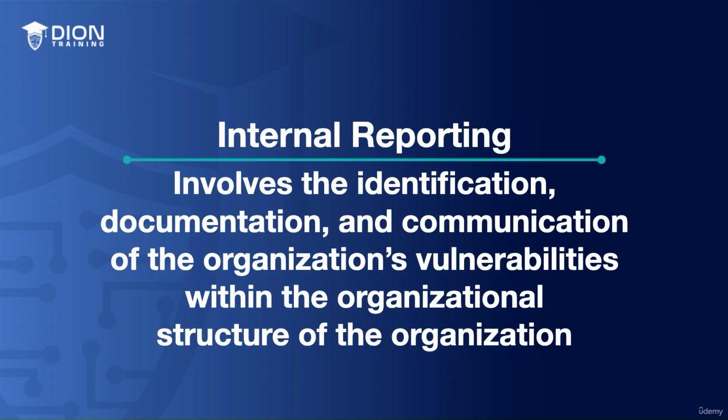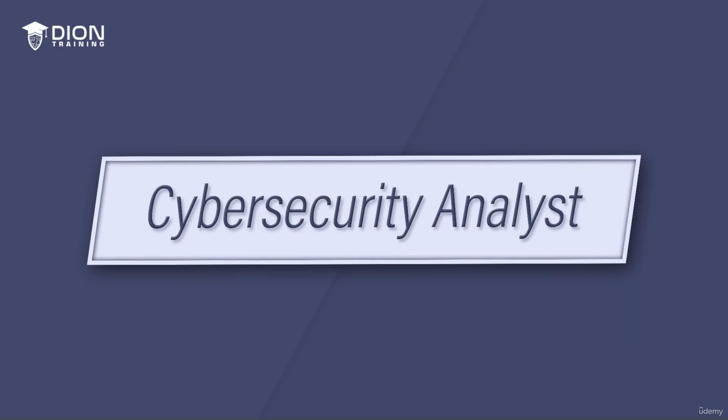First, we have internal reporting. Internal reporting serves as the first line of defense in the vulnerability management process. Internal reporting involves the identification, documentation, and communication of your organization's vulnerabilities within the organizational structure of your organization. This kind of internal reporting may happen horizontally inside of your organization, where a cybersecurity analyst is providing the results of their vulnerability scans over to your system administrators so that those administrators can begin applying patches or reconfiguring your devices to remediate the vulnerabilities that were found by the analyst.